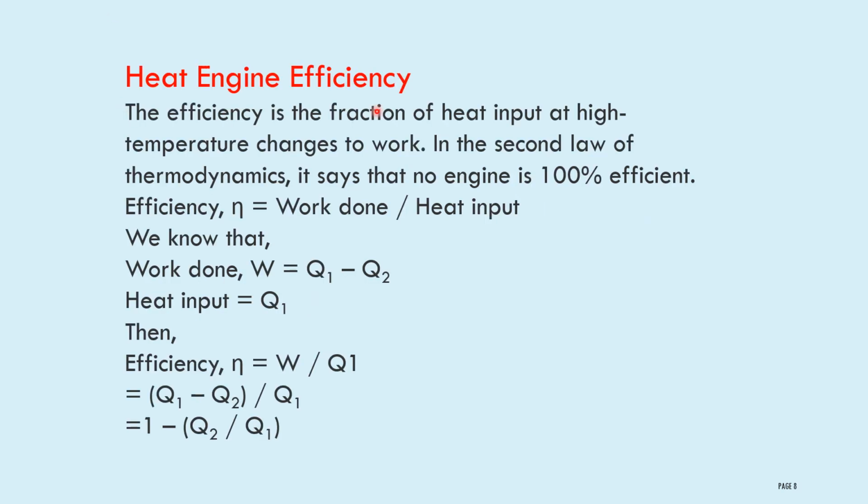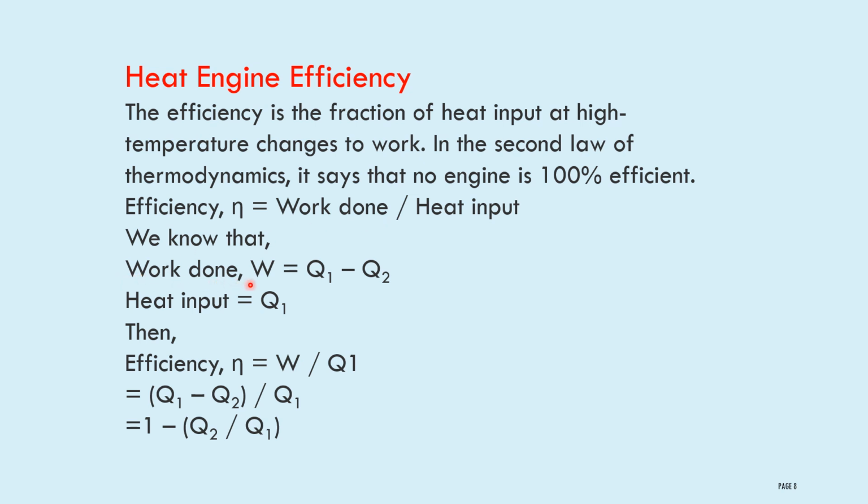Heat engine efficiency. The efficiency is the fraction of heat input at high temperature that changes to work. When combustion takes place, it produces heat. How much work is done because of this heat is given by the efficiency of the heat engine. The second law of thermodynamics says that no engine is 100% efficient. Efficiency is given by work done divided by heat input. This formula you have to remember.